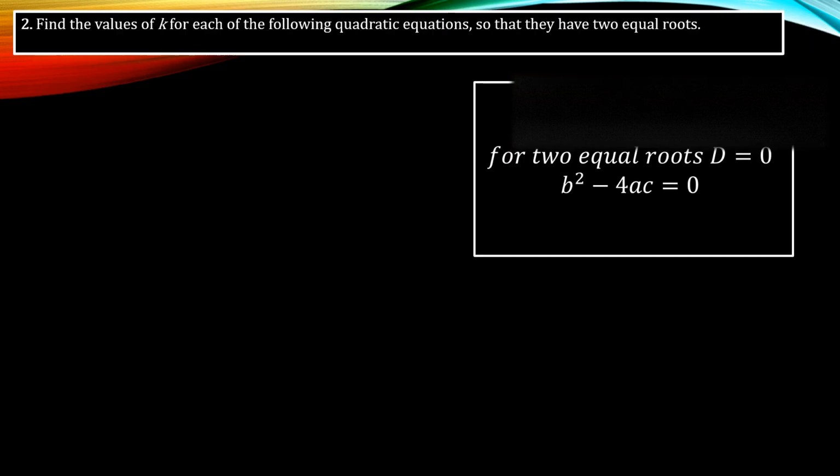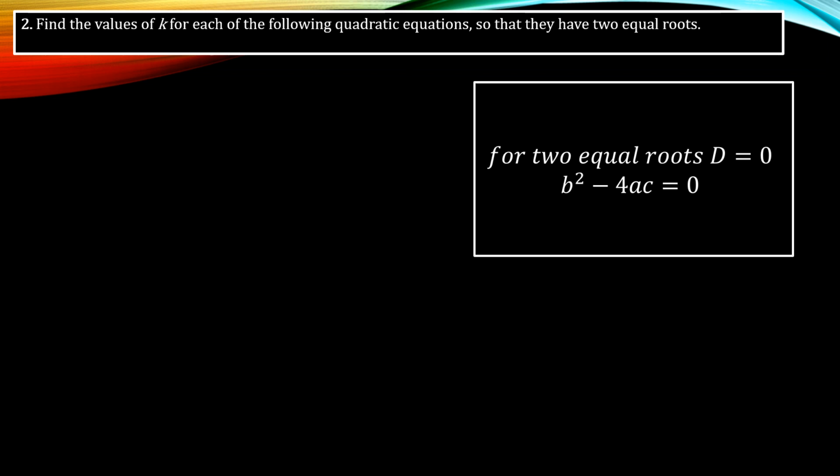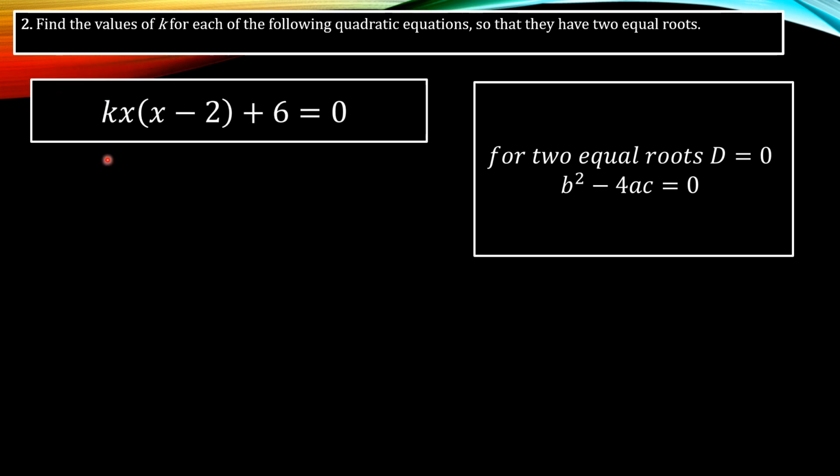Let's take one more. In the second question, there are two parts. We have to find the value of k for which the equation will have two equal real roots. Now, for any equation to have two equal real roots or coincident roots, the value of D, that is b square minus 4ac, should be equal to 0. So first, let's see what the equation is.